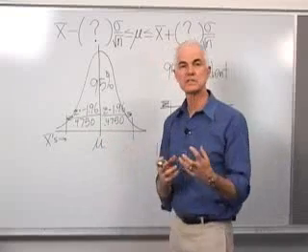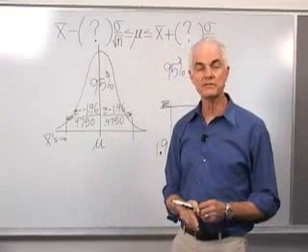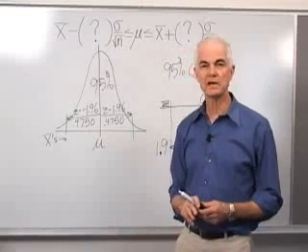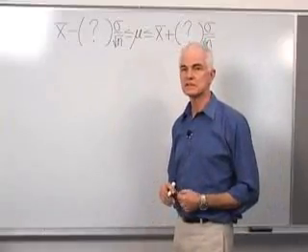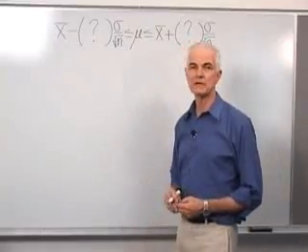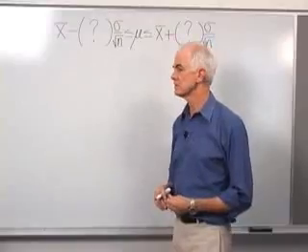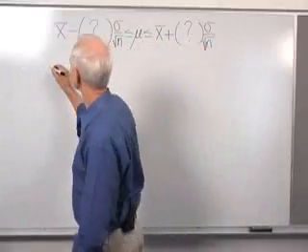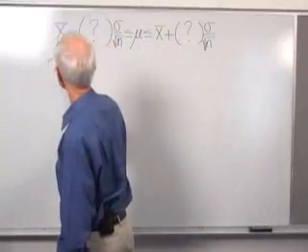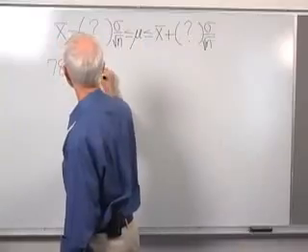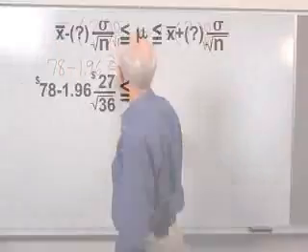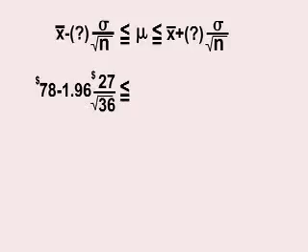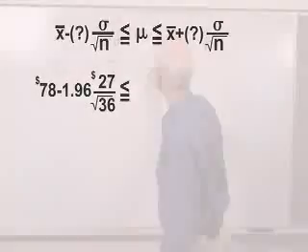Hence, the z-value associated with a 95% confidence interval is 1.96. Now we can insert our z-value of 1.96 into our equation and come up with our confidence interval to estimate mu in this particular problem. You'll recall that the sample mean is 78, our z-value is 1.96, and our standard deviation is 27 over the square root of the 36 people or families that we interviewed.